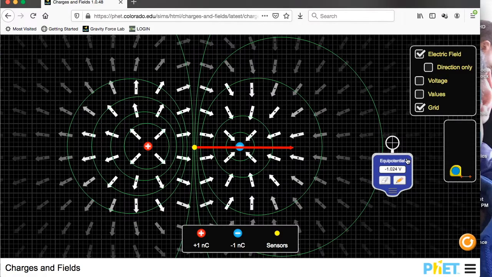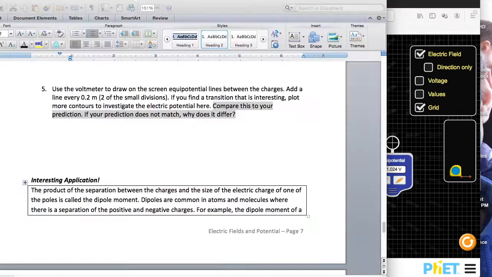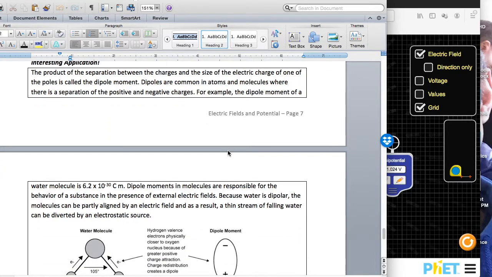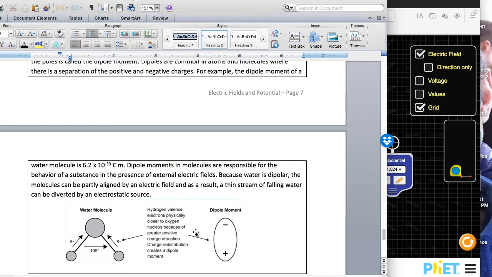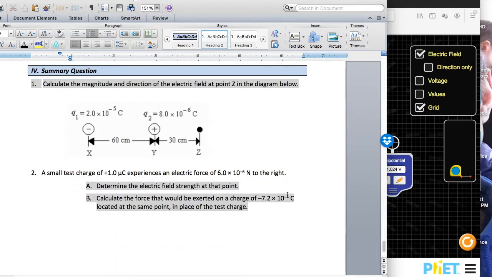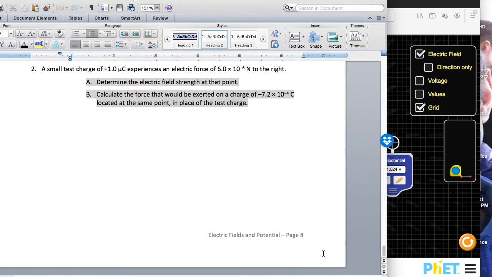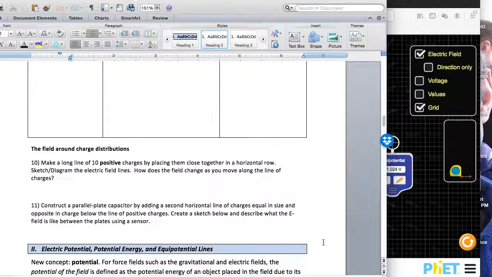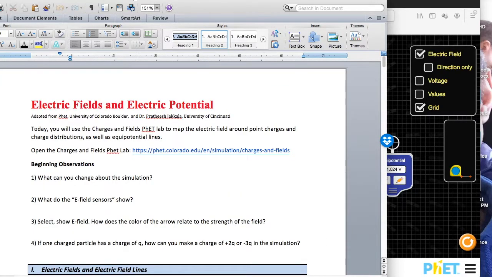If that's what you predicted, great. If not, that's okay too. Sketch this as well. If your prediction does not match, why is it different? What was different than you expected? This is cool. I think we actually do this in class, so probably I've shown this to you so you can read it yourself. And there are a couple summary questions for you to answer. Just adding up some vectors to calculate the electric potential at a given point. That's it, folks. Have a great day.